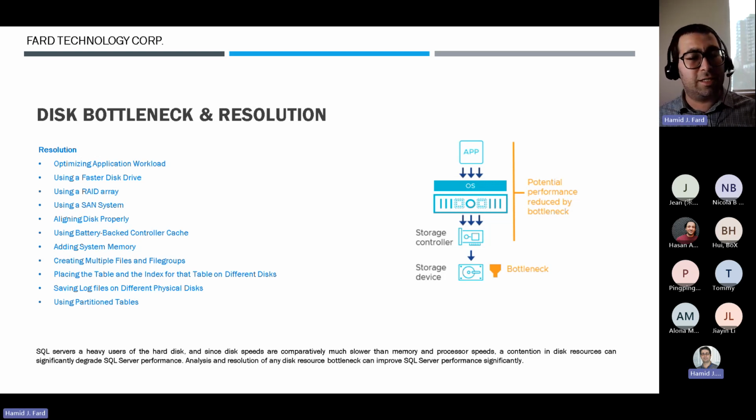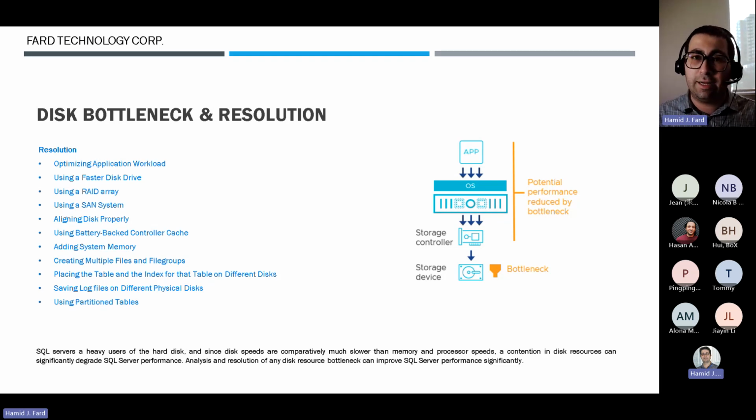So how do we resolve this disk bottleneck? First, again, optimizing the workload. Maybe you need to rewrite the query to update fewer records at the same time, or, for example, retrieve fewer records at the same time. And maybe try to use less disk IO. The second is you use a faster disk. Instead of SAS, you use SSD, flash disk, and the faster disks that we have in the market.